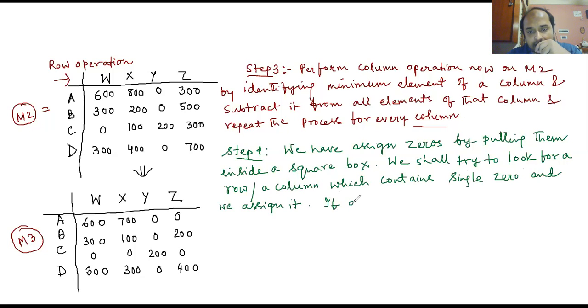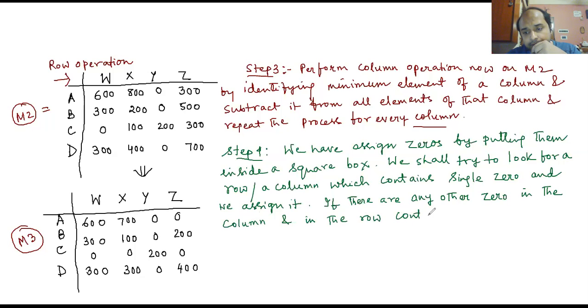If there are any other 0 in the column and in the row containing the assigned 0, those zeros must be striked out.